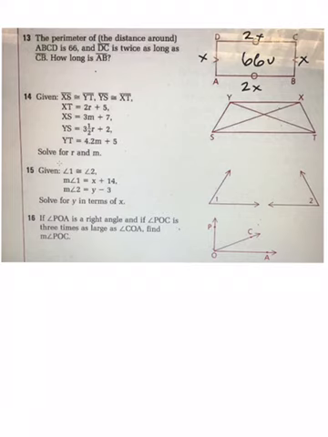Now I'm going to use my information. I'm going to use the sum of all my sides. So 2X, 3X, 5x and 6x equals 66. Divide by 6 to find x.